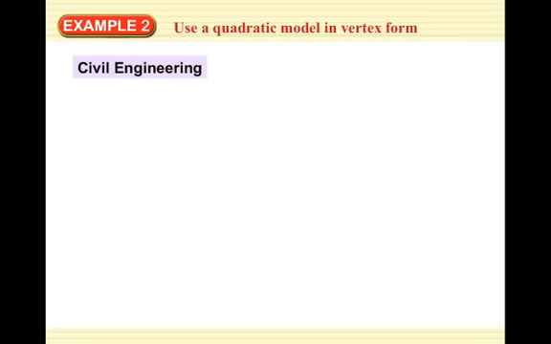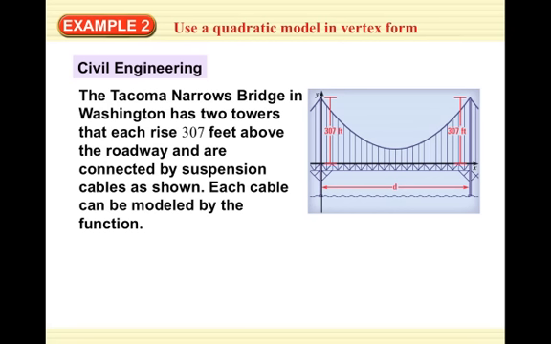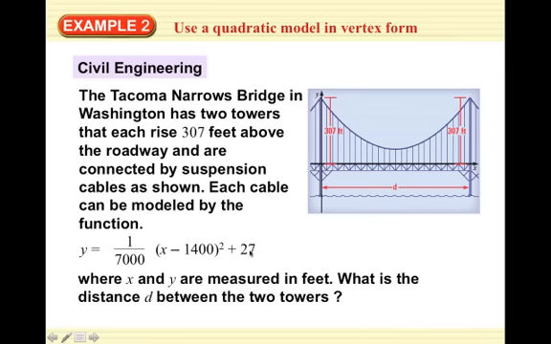Okay, we're going to look at an example from civil engineering. The Tacoma Narrows Bridge in Washington has 2 towers that each rise 307 feet above the roadway and are connected by suspension cables as shown. Each cable can be modeled by the function y equals 1 over 7,000 times x minus 1,400 squared plus 27. So A is 1 over 7,000, h is 1,400, and k is 27. Where x and y are measured in feet, what is the distance d between the 2 towers?